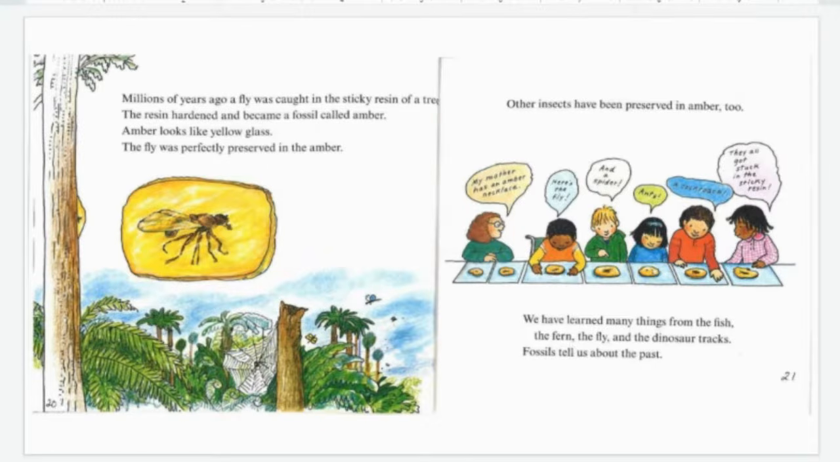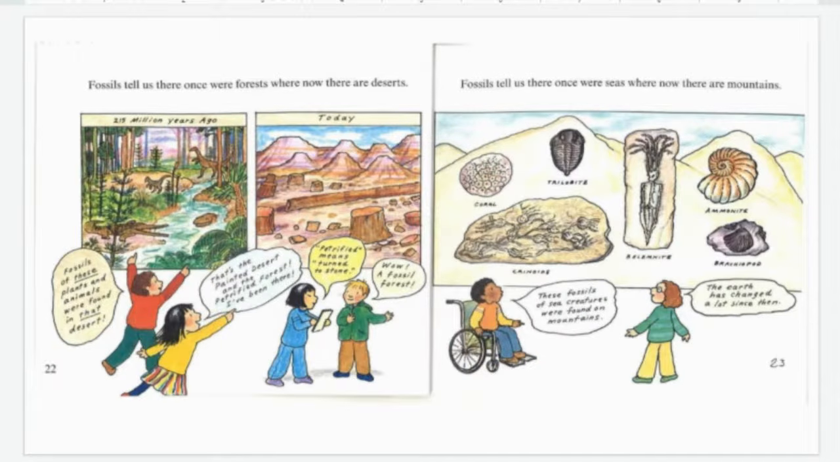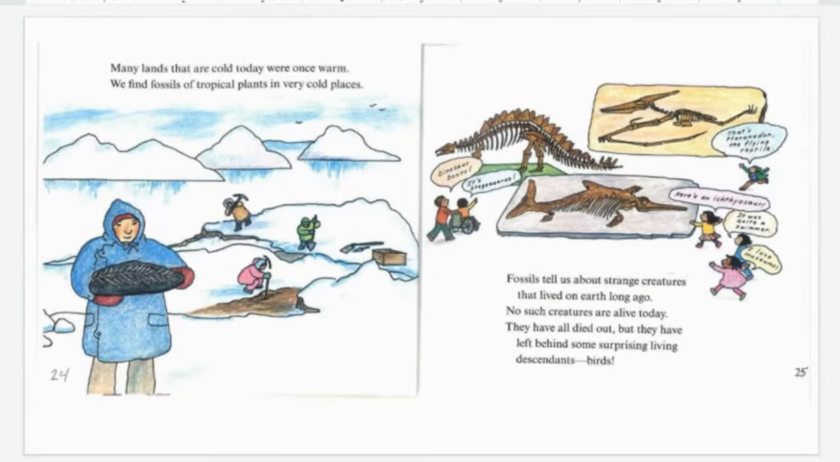Fossils tell us about the past. Fossils tell us there once were forests where there now are deserts. Fossils tell us there once were seas where now there are mountains. Many lands that are cold today were once warm. We find fossils of tropical plants in very cold places.